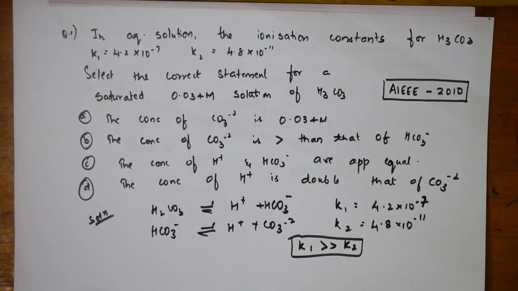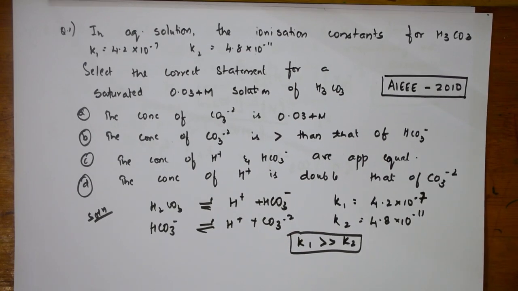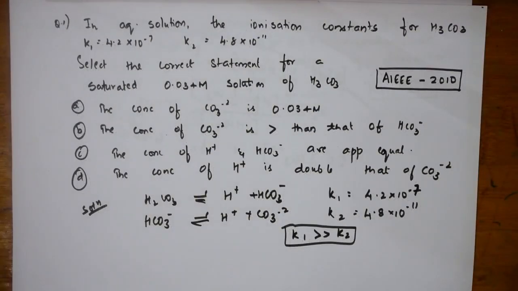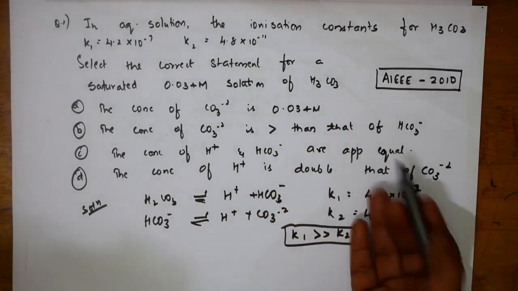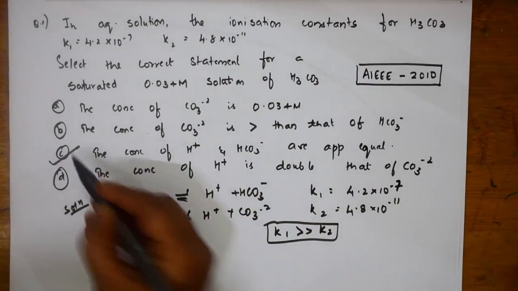So what did they give me here? They said which is the correct answer for this. After solving the numerical, what did we get? We've equalized the things, right? So what is the correct answer now? The concentrations of H+ and HCO3- are approximately equal. With this data, I just equalized this and finally wrote that K2 is equal to 4.8 into 10 raised to the power minus 11. So the correct answer for this is this one.